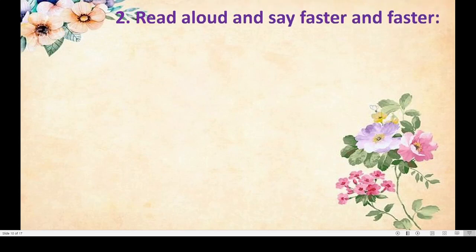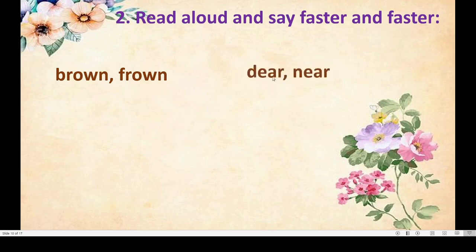Read aloud and say faster and faster. Now, we will read this. B-R-O-W-N, brown. F-R-O-W-N, frown. Brown, frown. Say, brown, frown. Okay, we will move to the next one. D-E-A-R, dear. N-E-A-R, near. Dear, near.